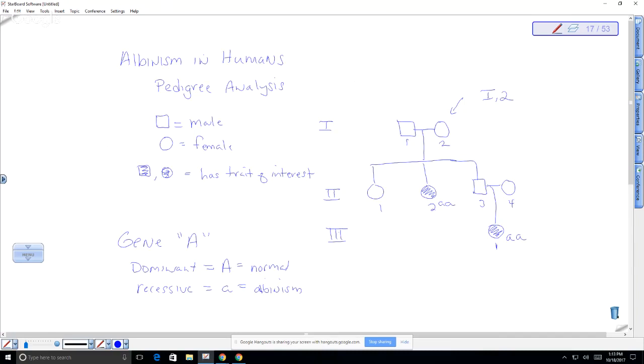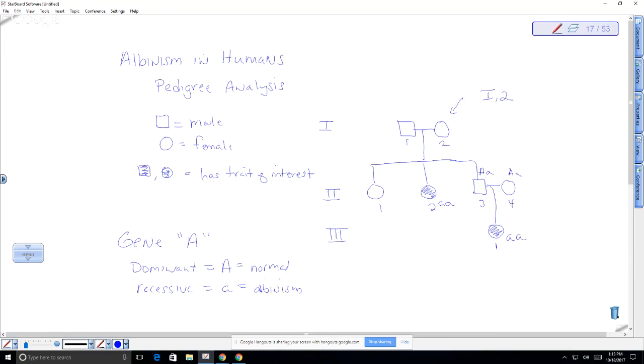So remember that this child had to have obtained a little a from each of his parents, because that's the way it works, right? The egg and the sperm come together. So one big A must have come from this parent and one little a must have come from that parent. So those individuals would have to be big A, little a.